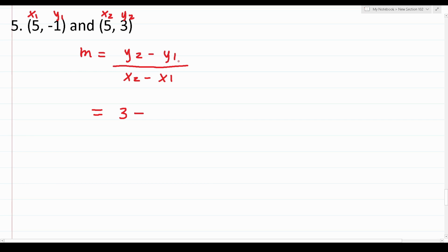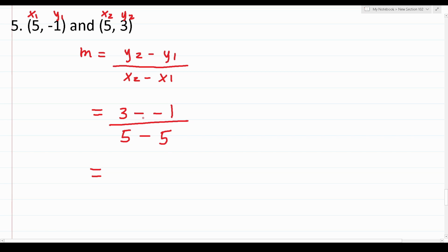And then finally, we have 5 and -1 and 5 and 3. We're trying to find the slope of the line that passes through those 2 points. So to start, I'm going to label this x1, y1, x2, y2, and I know I'm going to be plugging those values into this formula. M equals y2 minus y1 over x2 minus x1. Again, y2 is right here, it's 3, so this is 3 minus y1, which is right here, it's -1 over x2, which is 5, minus x1, which is 5.